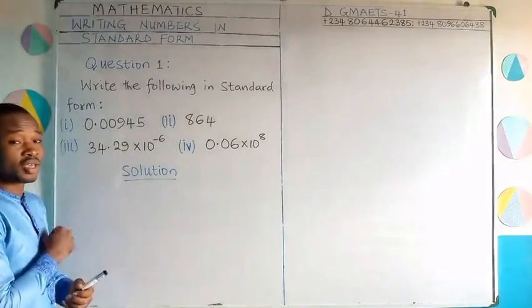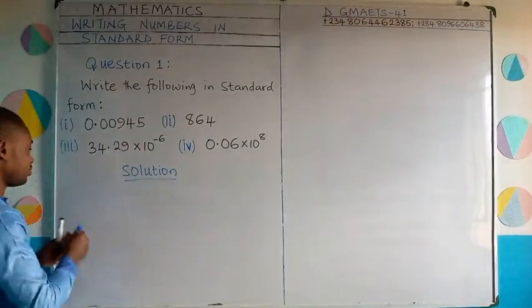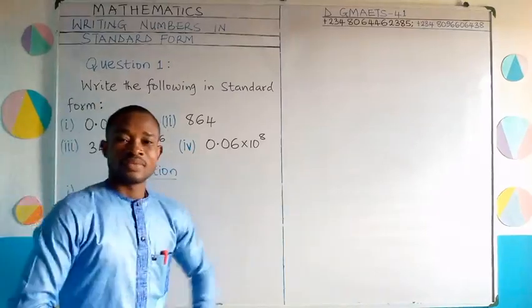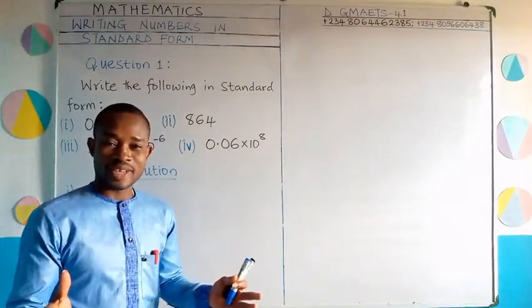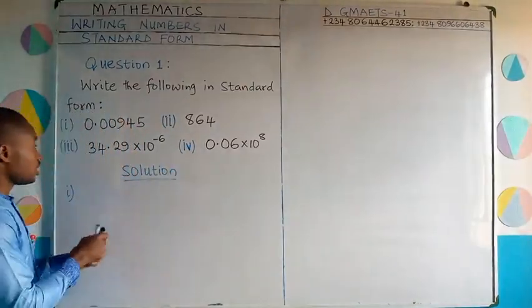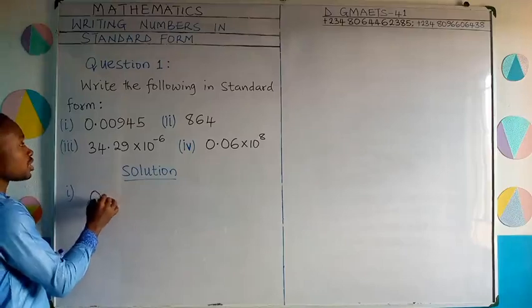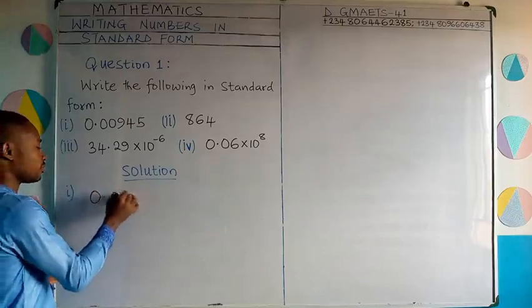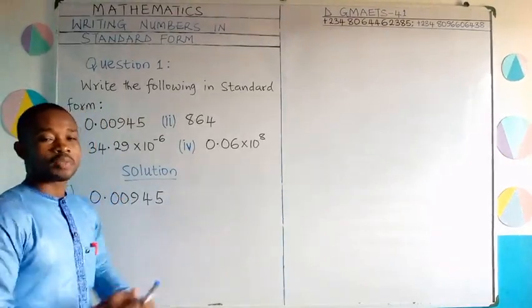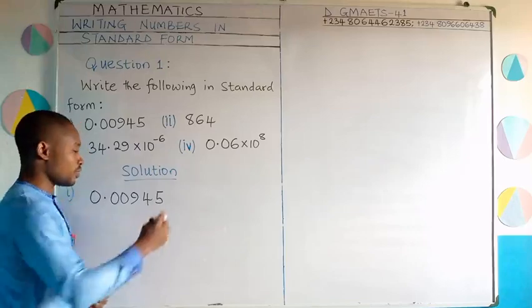0.00945. We have to write it in standard form. It's actually a simple thing. There's nothing there. All the secrets have been given to you already. So we are going to be guided by the secrets as we solve this problem. The number given to me is 0.00945. This number is standing alone. And so I would like to multiply it by 10 raised to power 0.